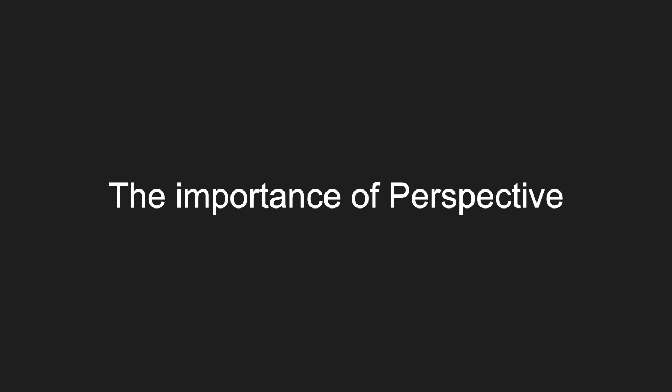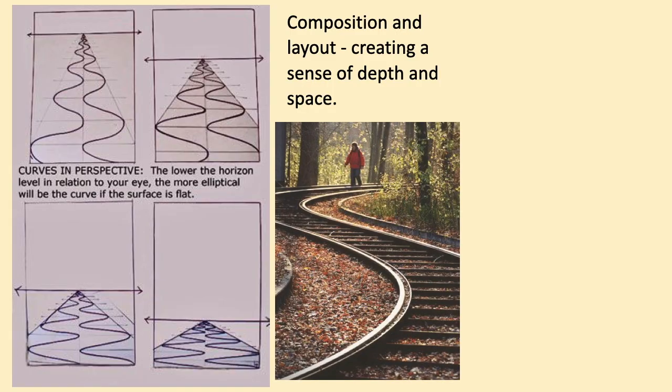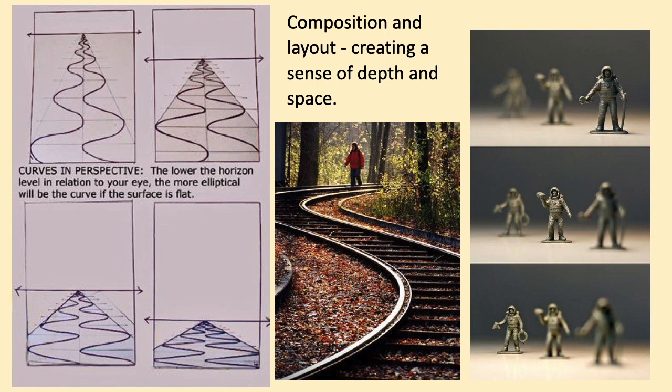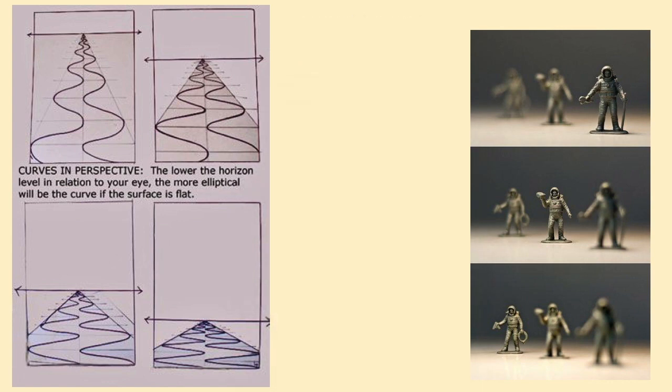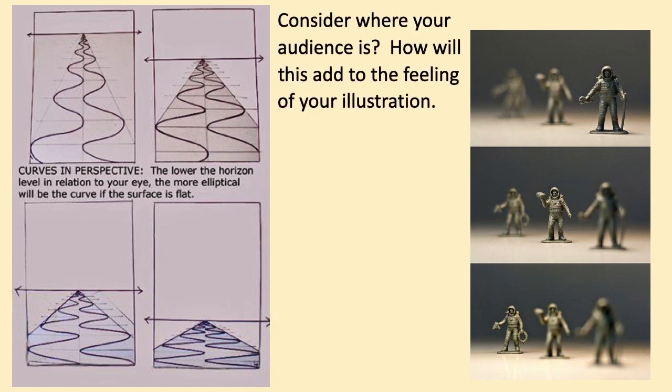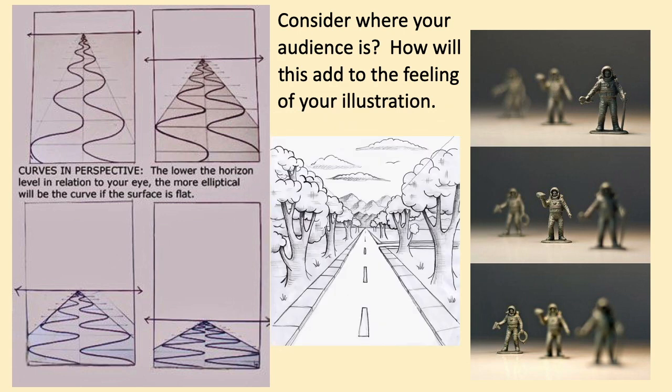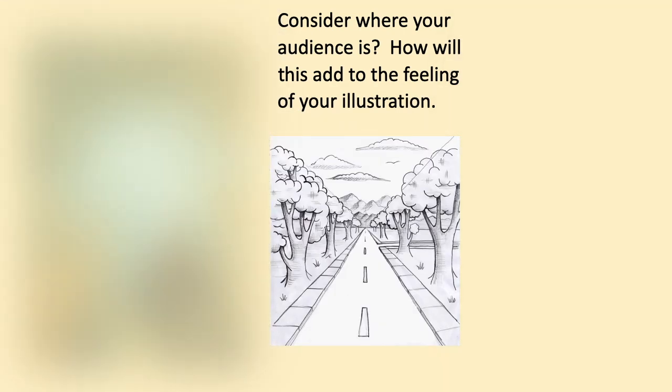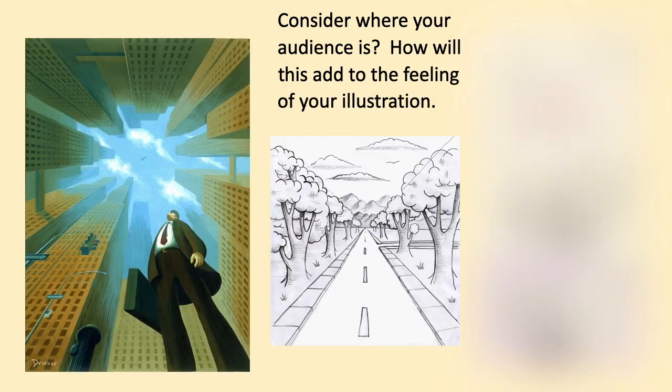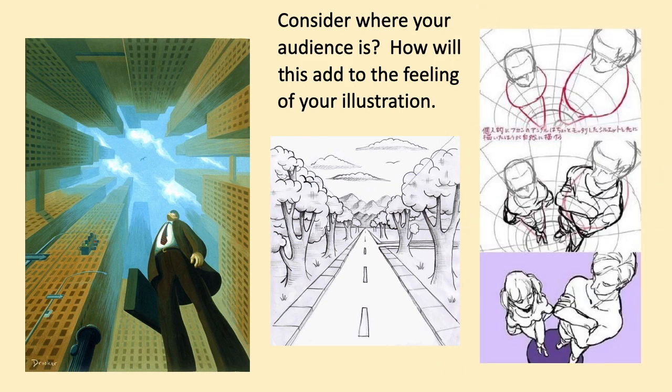So let's look at the importance of perspective for your composition. Having a vanishing point in your distance on your horizon line will create a lovely sense of depth. You can have a one-point perspective. If you look at the examples on the left, that goes to one vanishing point, but you can have multiple vanishing points. And then there are different kinds of perspectives, different angles that you're going to be looking at.